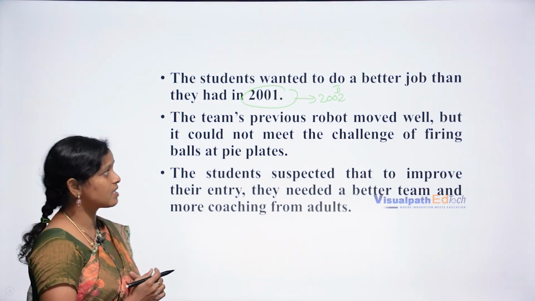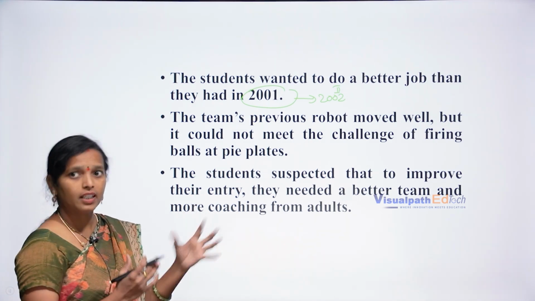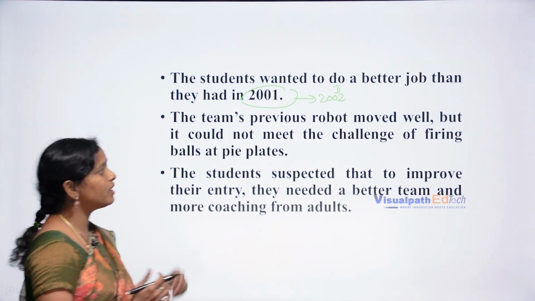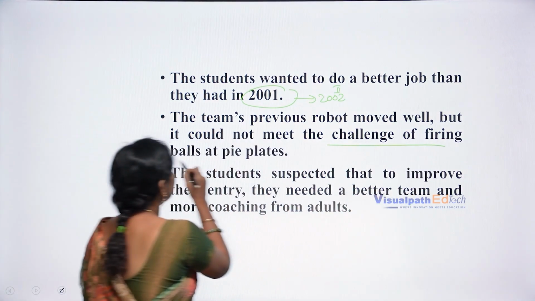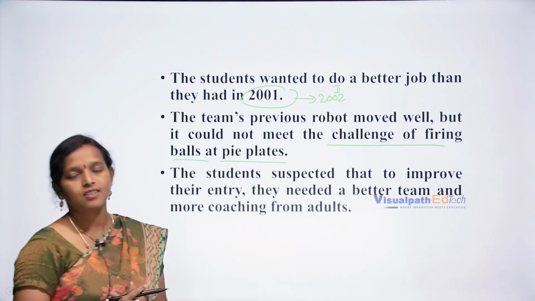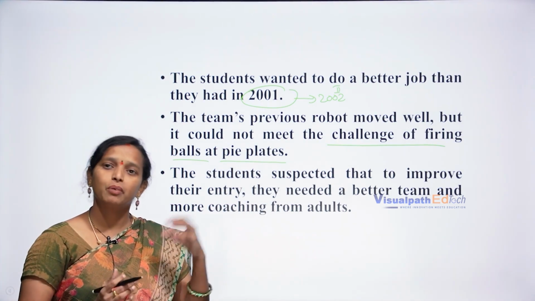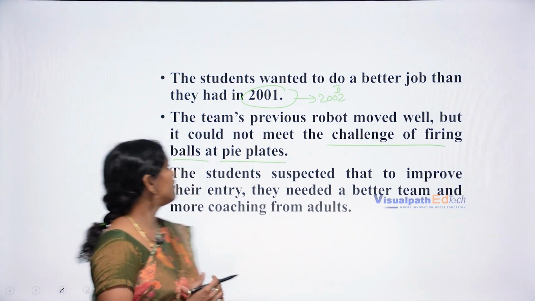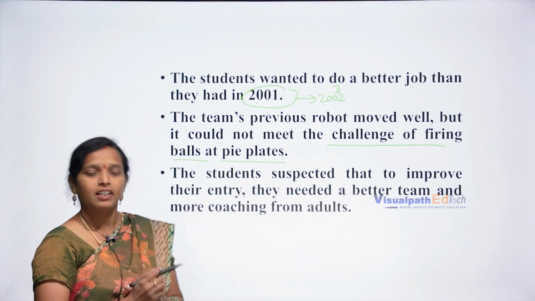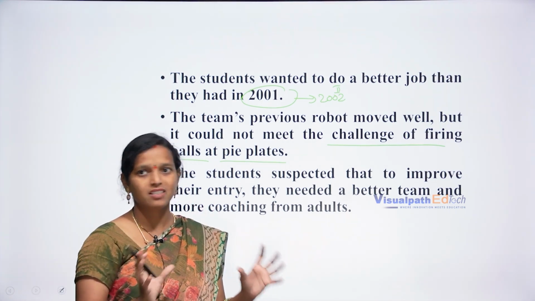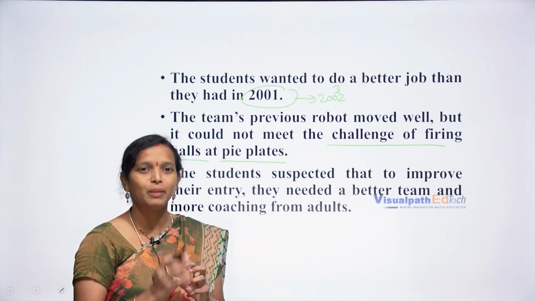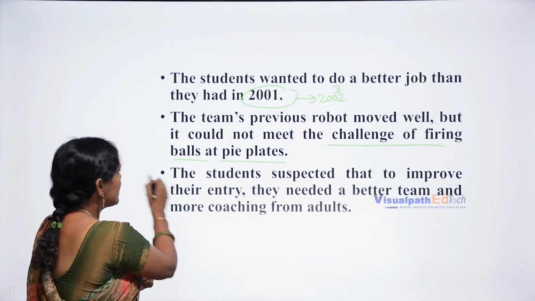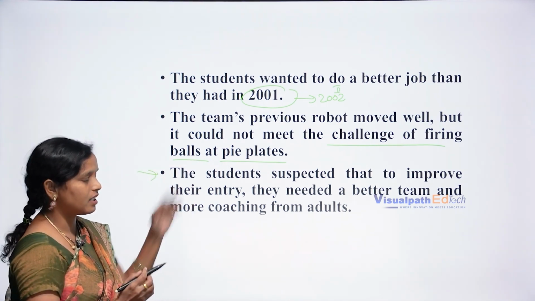The team previously prepared a robot. It moved well, but it could not meet the challenge of firing balls at the plates. So this is where they lagged in the previous conference. They designed a robot which did well, but they didn't meet the challenge given by the conference people, the scientific conference held in Ontario.